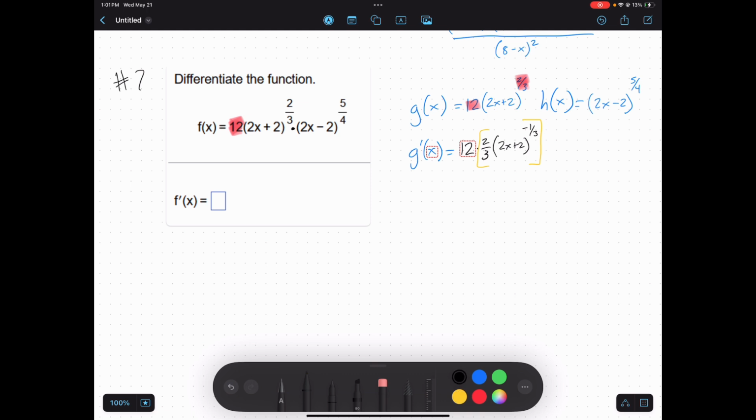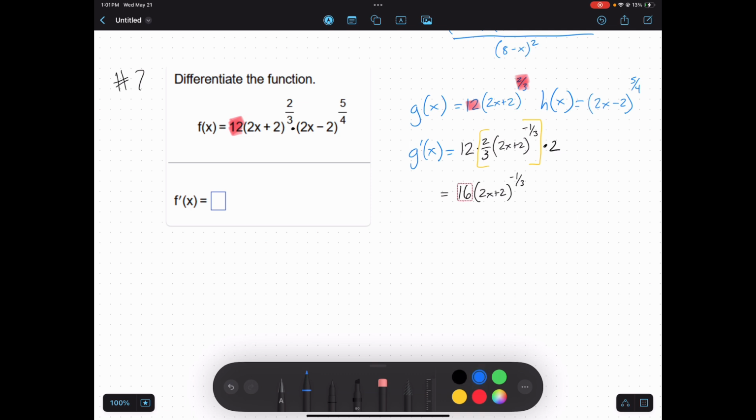And so now I need the derivative of the inside function. Well, what's the derivative of 2x plus 2? It's just 2. It's a linear function, so your derivative is just the slope. And now I can simplify that if I want to. Remember, you don't have to simplify these in order to get them correct on Pearson, but simplifying is always a good thing to practice. 12 divided by 3 is 4. 4 times 2 times 2 gives me 16 times 2x plus 2 raised to the negative 1/3.